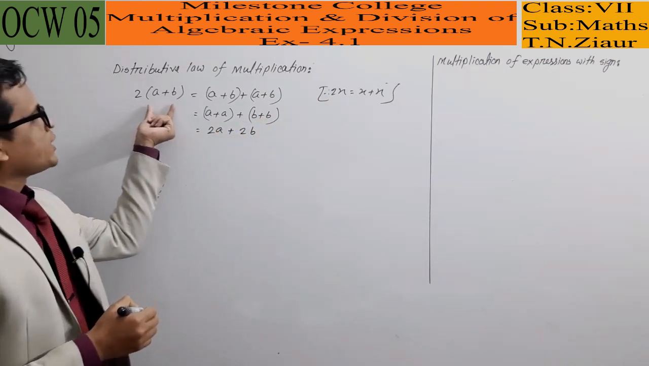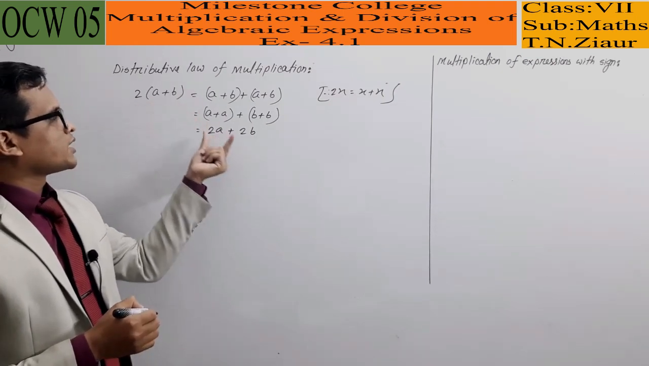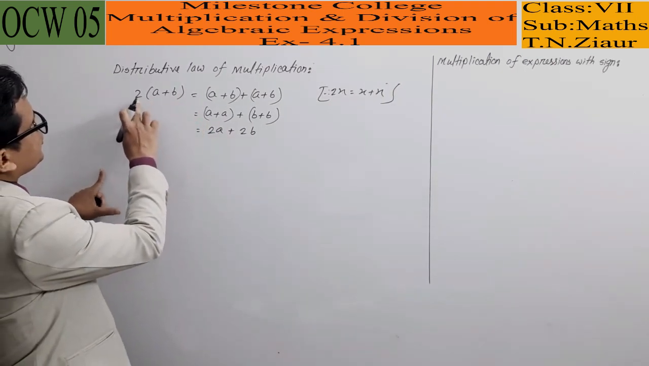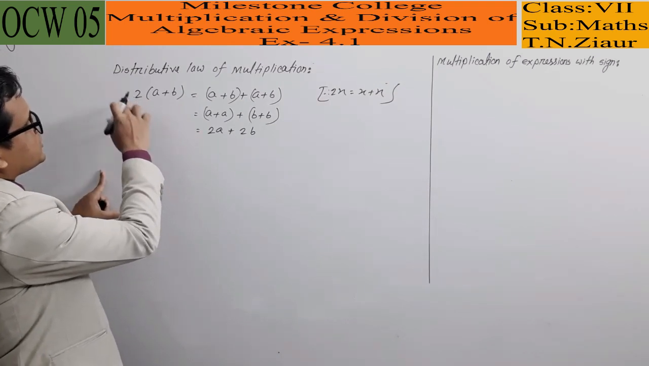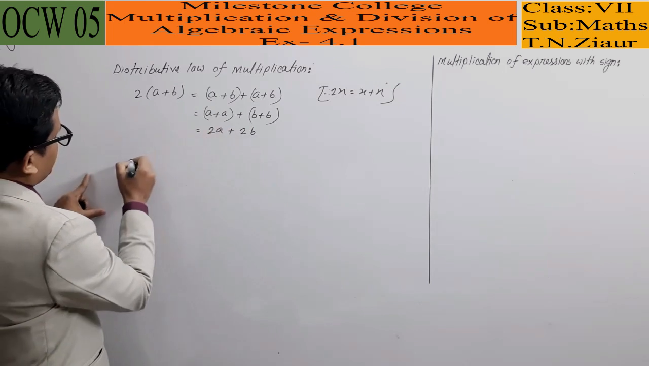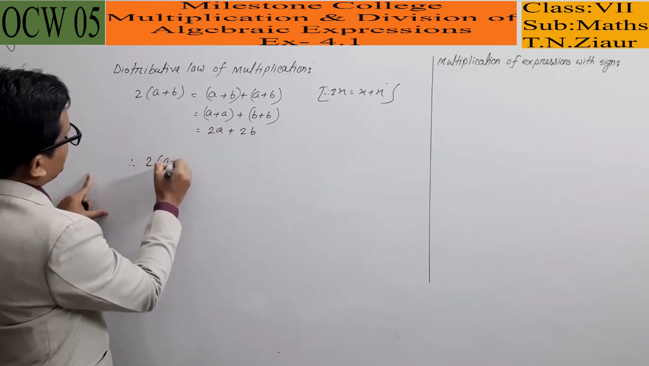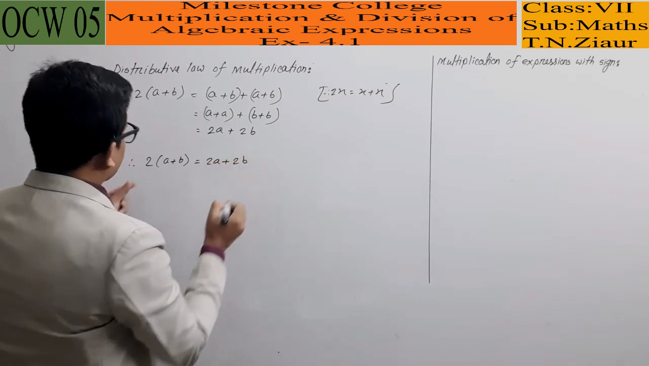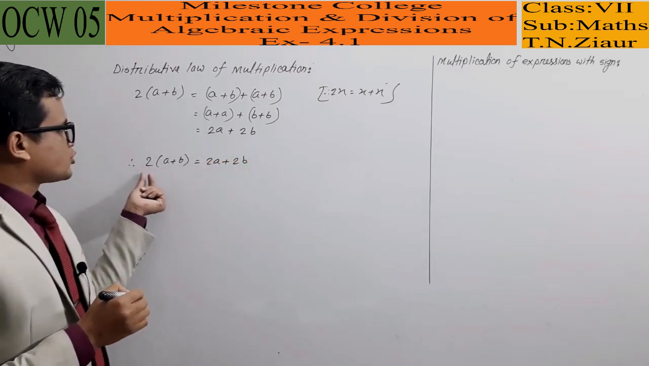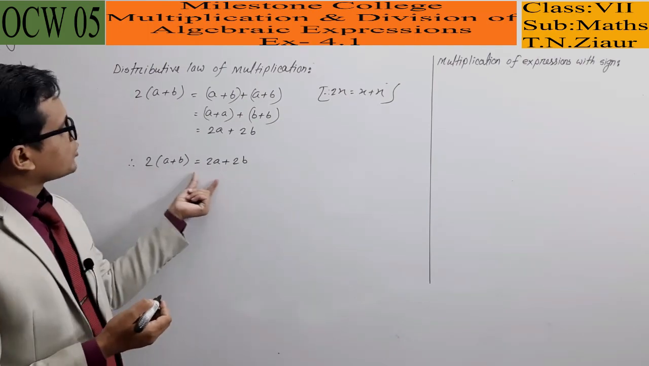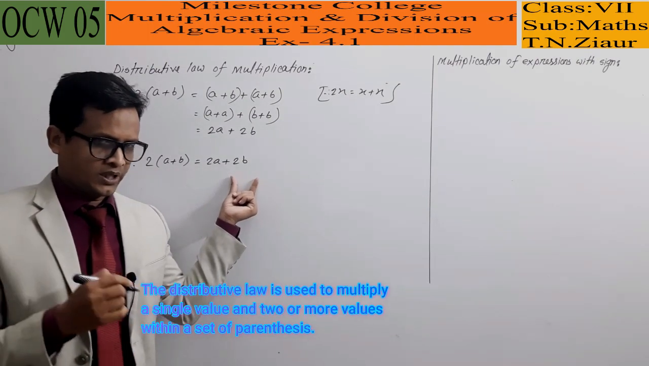So 2 into (a plus b), this one we can write this way. Distributive means this 2 is distributed with a and b. So we can write 2 into (a plus b) is equal to 2a plus 2b. Simply, we distribute this 2 with a and b, or more terms. This one is called the distributive law of multiplication.